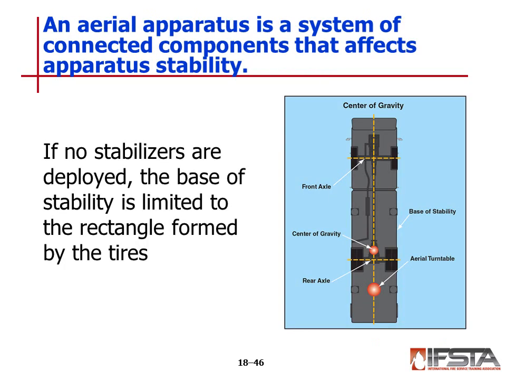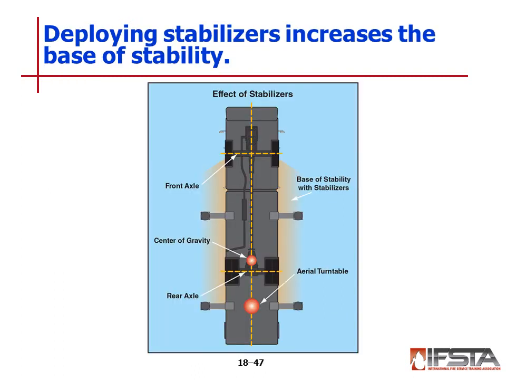When parked with the aerial device in its stowed position, the apparatus has a center of gravity located somewhere along the longitudinal midline of the chassis between the front and rear axles. If the aerial device is deployed without first setting the apparatus stabilizers, the base of stability is limited to the rectangle formed at each corner by the tires of the apparatus. A limited base of stability is undesirable because of the inherent flexibility of the suspension and tires. Deploying the stabilizers increases the base of stability.